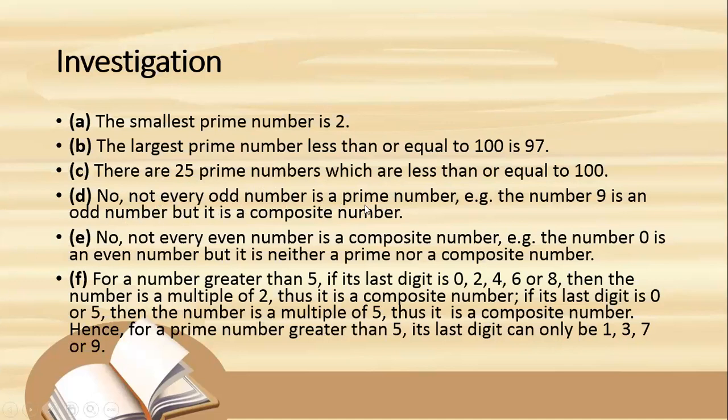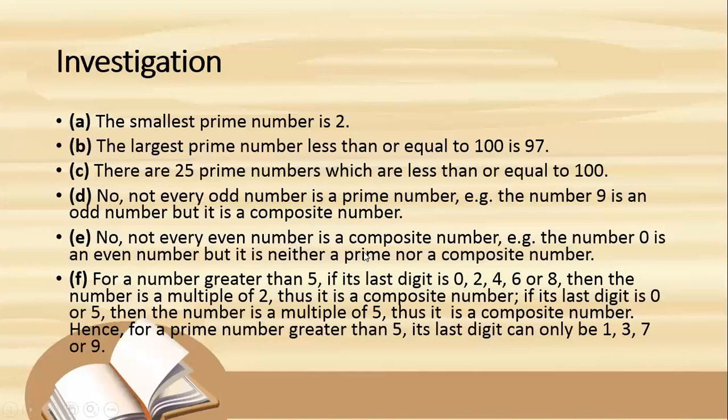Not every odd number is a prime number. This is a very basic misconception. For example, the number 9. It is an odd number, not an even number, but it is not a prime number. It is a composite number. Why? Because 9 is divisible by 1, 3, and 9. So it has more factors other than 1 and itself. So 9 is not a prime number. It is a composite number.